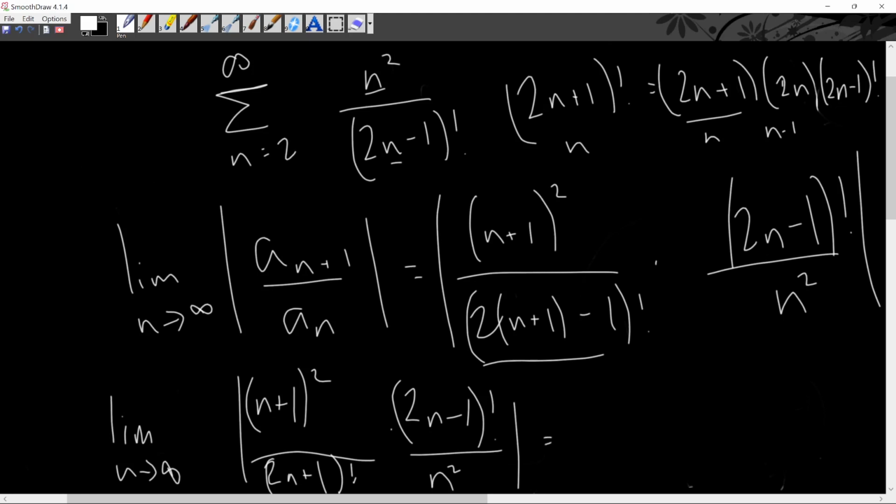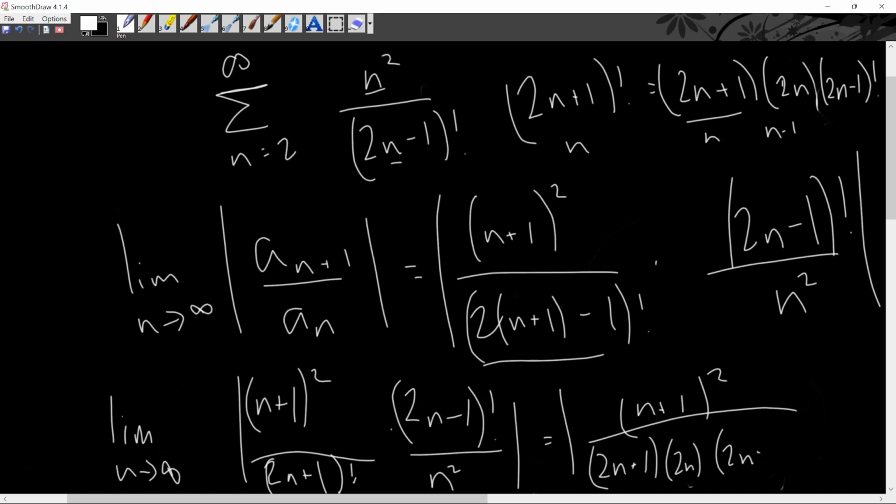We have (n plus 1) squared times (n plus 1) squared over (2n plus 1) times 2n times (2n minus 1) factorial times (2n minus 1) factorial, all over n squared. And there is an absolute value going off the screen, but just remember, this is what we have so far. So we're going to cancel out these two, right?